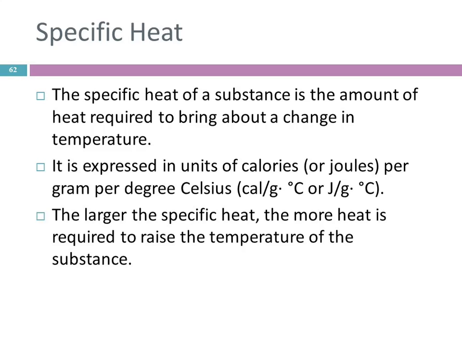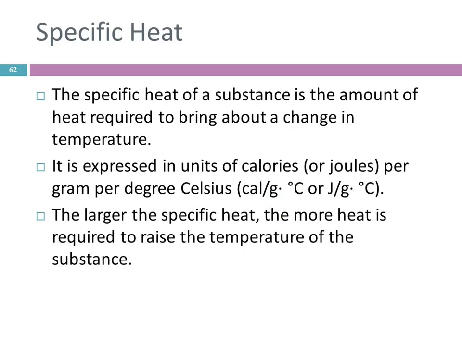Specific heat is related to this. The specific heat of a substance is the amount of heat needed to bring about a change in temperature. This is expressed in units of calories or joules per gram per degree Celsius. So calories, how many calories for each gram and for each degree Celsius? Because if you have more substance, it's going to take more energy to change the temperature. So more grams, you're going to need more energy.